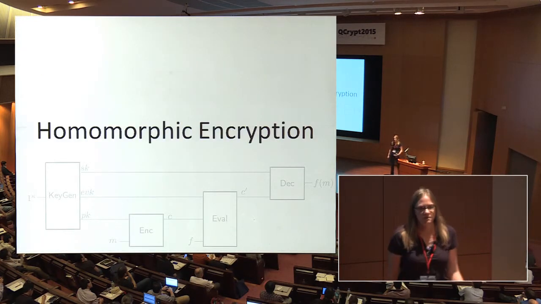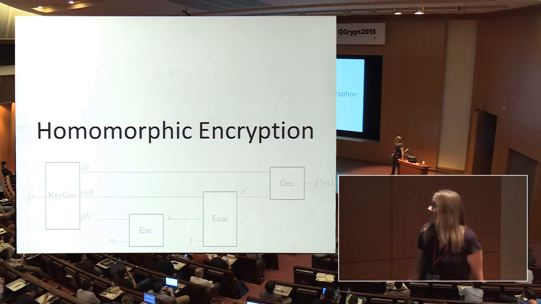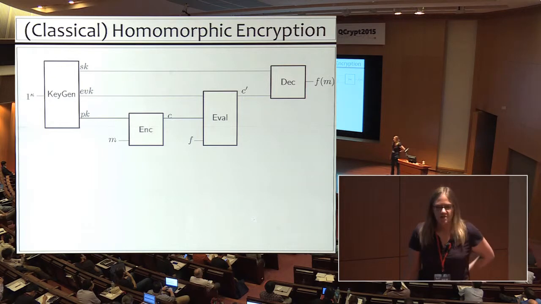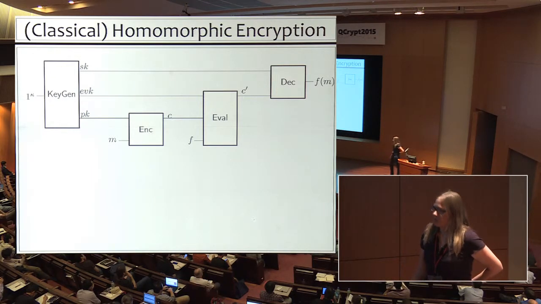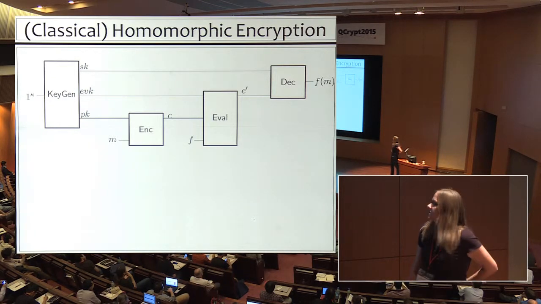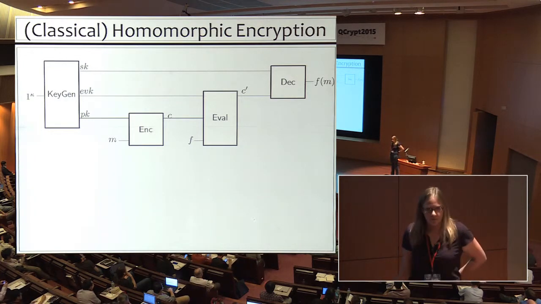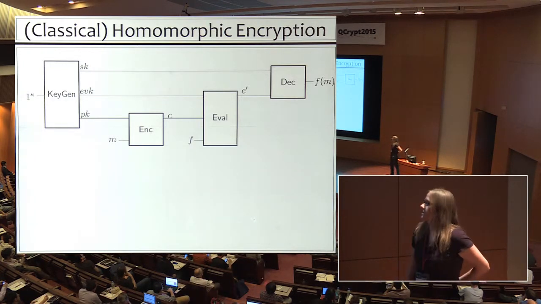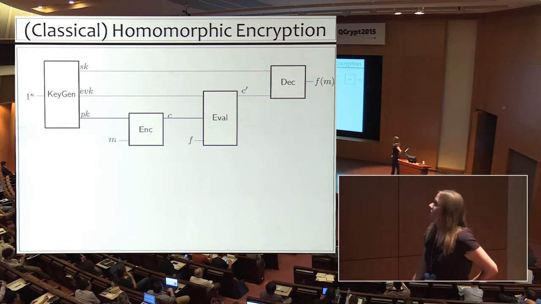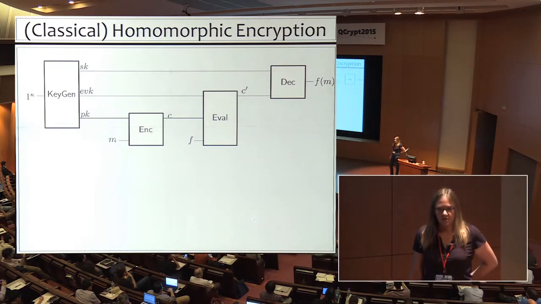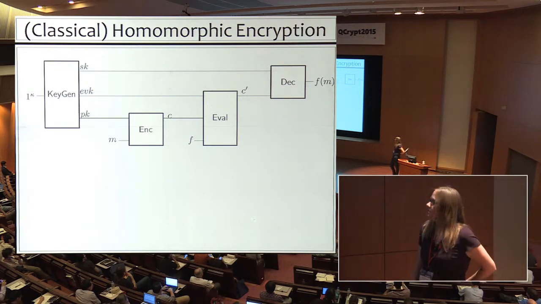Okay, so I'm going to start by defining formally what I mean by homomorphic encryption scheme. So I'll start with the classical case. A classical homomorphic encryption scheme is four polynomial time randomized algorithms. The first is a key generation procedure, which takes some security parameter kappa and outputs 3 keys. So there's an encryption key, an evaluation key, and a decryption key. Then there's an encryption procedure, which takes an encryption key and a message and outputs some ciphertext.